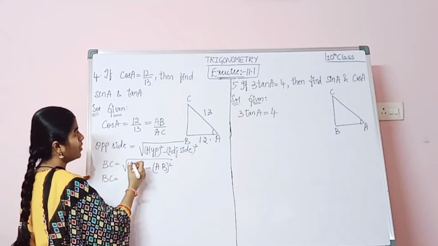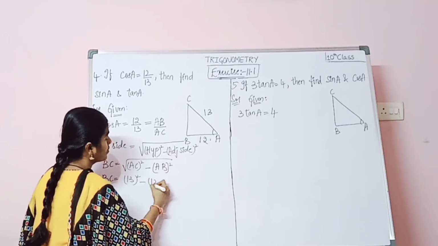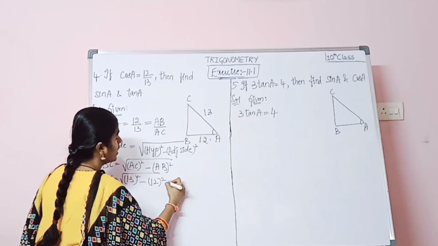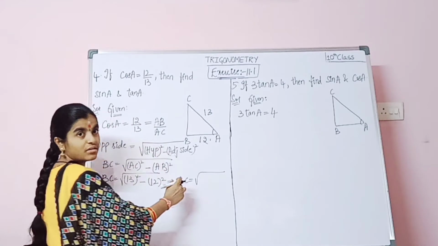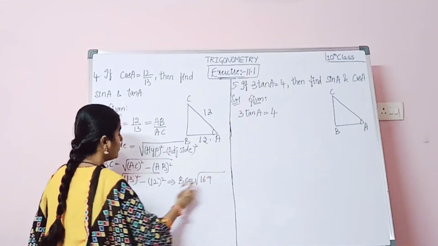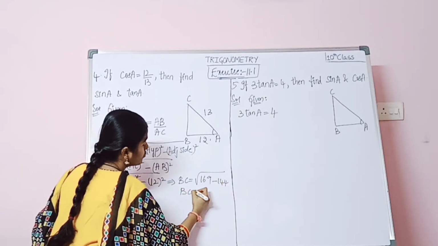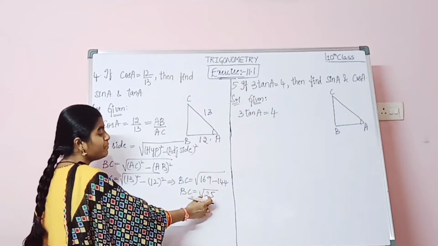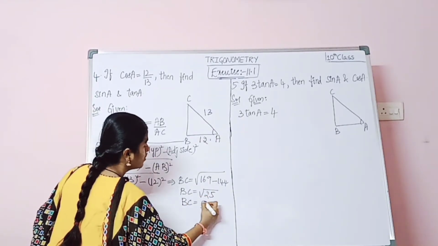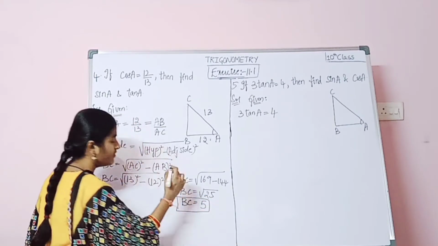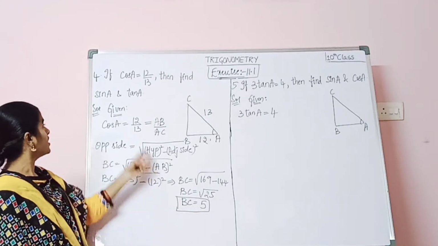So BC equals, what is AC? 13 square minus, what is AB? 12 square under root. That implies BC equals, what is 13 square? 13 into 13, 169, minus 12 into 12, 144. BC equals root of 169 minus 144. How much you will get? 25. So root 25. BC equals, what is the root of 25? 5. So we got now our opposite side value. BC equals 5.